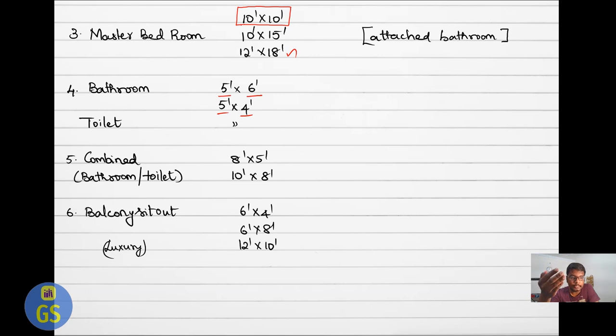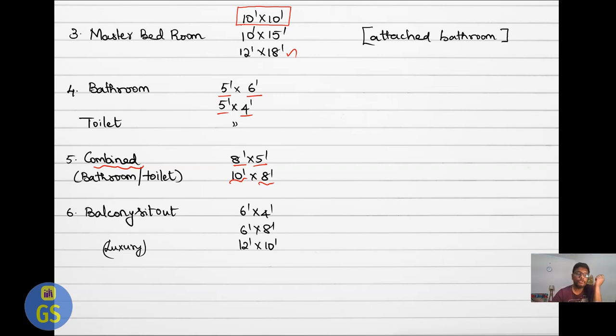You can increase the size, it depends on the size, like you want to have a combined bathroom and toilet with a bathtub, then you can go for 8 by 5 also, or the maximum size we can go for is 10 feet by 8. So this will be a very big size of bathroom as I showed in the picture, a luxurious type with a bathtub.